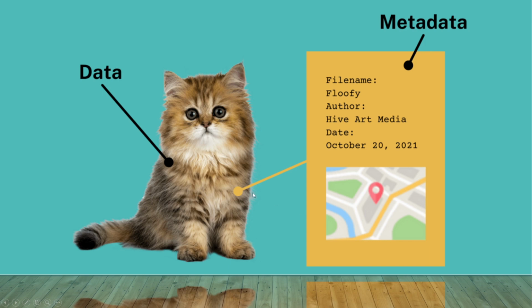And finally, this is data versus metadata. Big confusing topic. Data is the picture. If we talk about a picture, that's the pixels, the actual pixels of the picture we're looking at. Whereas the metadata is things like the name, the author, the camera you used, the date, the GPS location. Those kind of things are metadata, which is data about data.